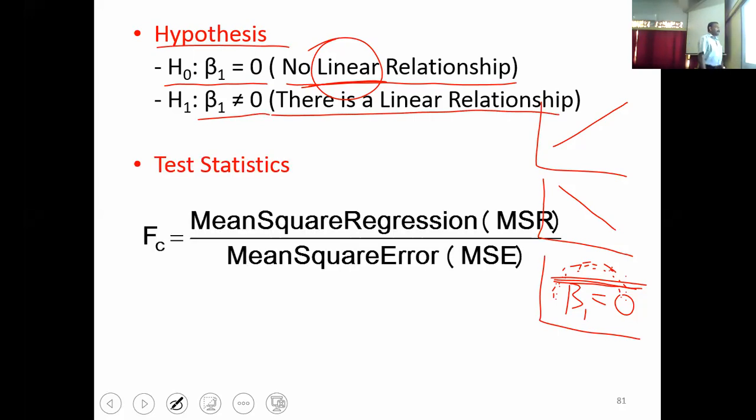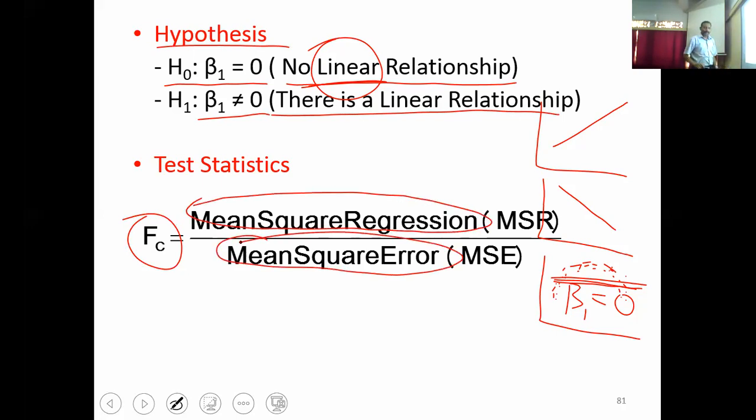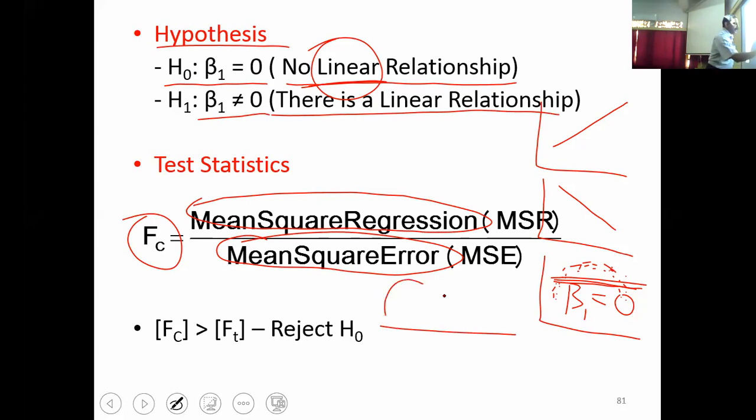Then the test statistic, I have already shown you. The calculated F value is the mean square of regression divided by the mean square of error. Based on our calculated value, can you remember our F distribution? This is my critical value, right? This is my table value, the F table value. If the calculated value is higher than the table value, we reject our null hypothesis. So that is my decision making process.